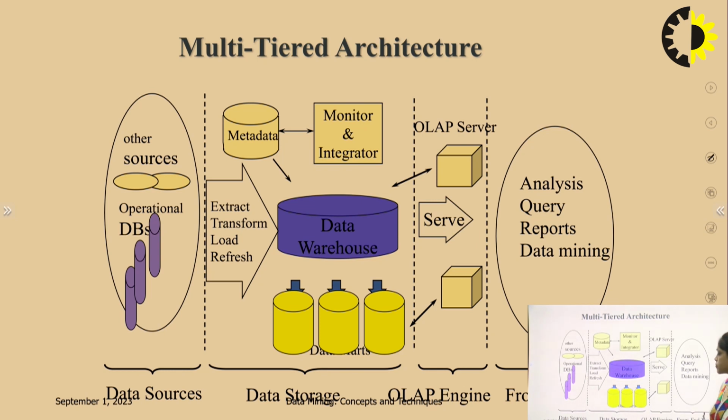Multi-tiered architecture. In this multi-tiered architecture, we basically have the data warehouse in the center. It is connected to some other things. What are those other things? A very important one is the OLAP engine, which consists of the OLAP server. Next to it is the front end tool, which has the analysis, query, reports, that is data mining. And on the other side we have the data sources, from which we are collecting the data. That particular point is known as the operational database.